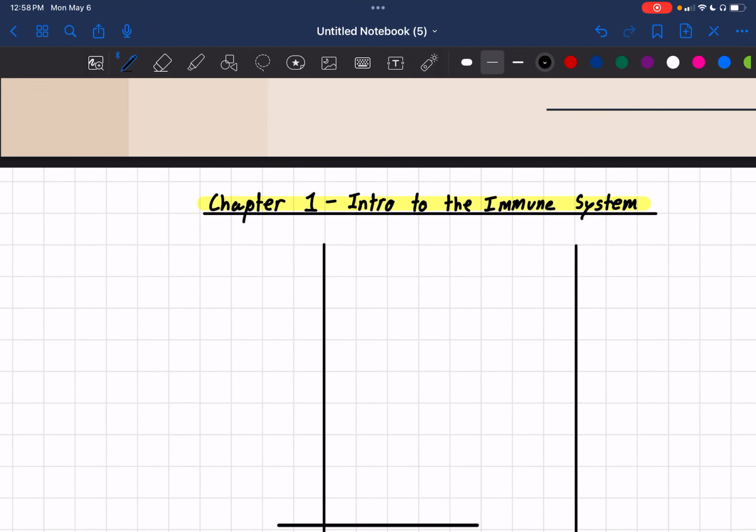Okay. Hello, everyone. My name is Andres Garza, and today I'm going to be going over Chapter 1, which is Introduction to the Immune System.